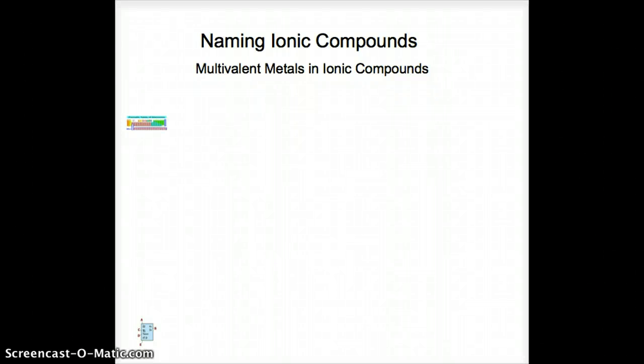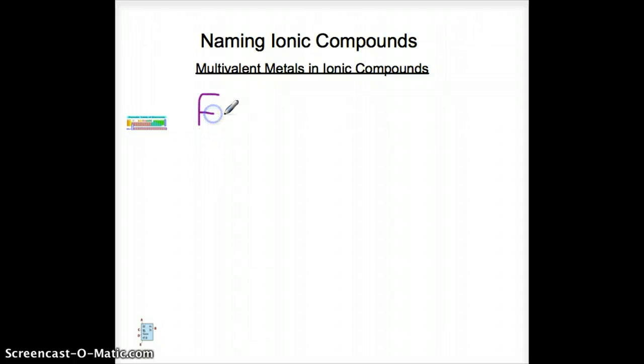Hey guys, today we're going to be discussing naming ionic compounds, and we're mostly going to be focusing on multivalent metals in ionic compounds. So, when it comes to multivalent metals and ionic compounds, we have to understand that some elements can form multiple different stable ions. So, let's say, for example, iron.